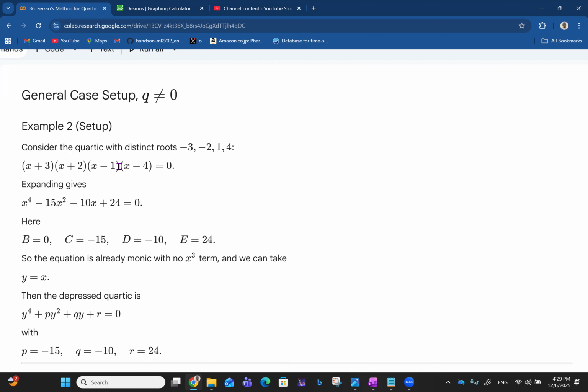So you can see 1, 2, 3, 4 are roots here, whether plus or minus. So here now, in this case, b is equal to 0 because there's no x cube. It is already depressed, and c is minus 15.